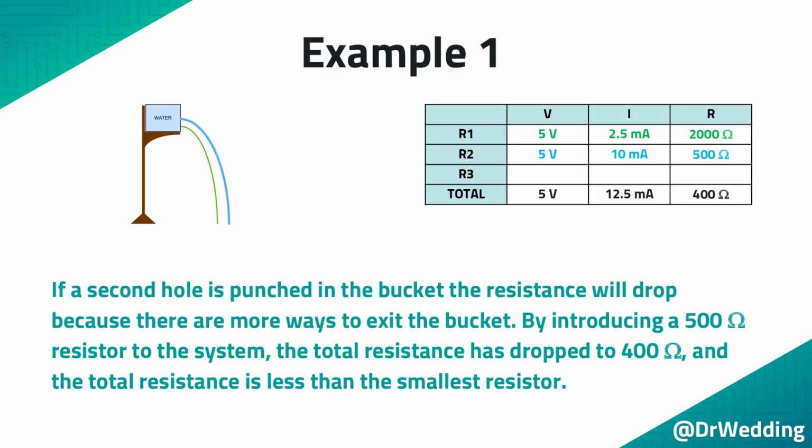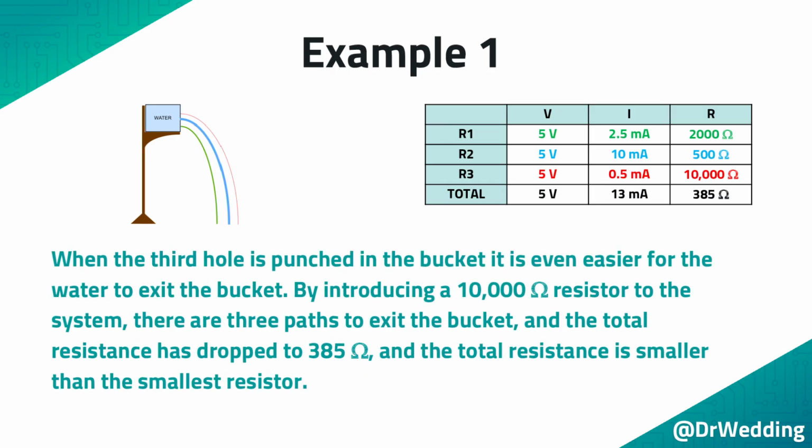If a second hole is punched in the bucket, the resistance will drop because there are more ways to exit the bucket. By introducing a 500 ohm resistor to the system, the total resistance has dropped to 400 ohms, and the total resistance is less than the smallest resistor.